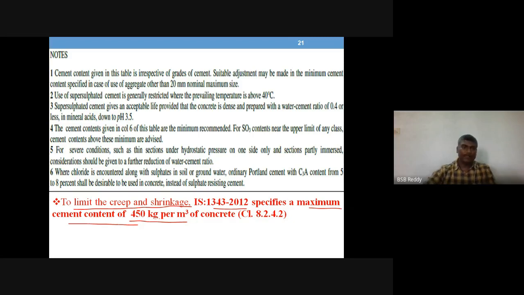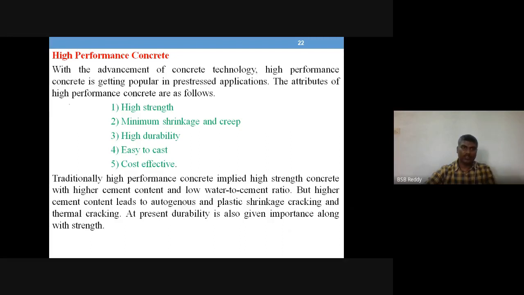Next session, we will talk about high performance concrete, which is different from high strength concrete. Okay, thank you.